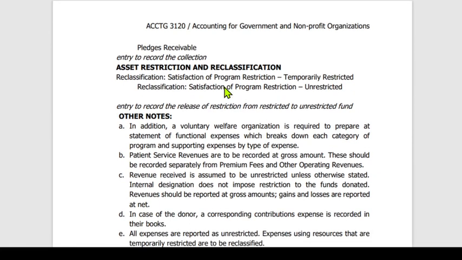Okay, asset restriction and reclassification. When you just reclassify, for example, a temporarily restricted fund into an unrestricted fund, you just have to debit kung saan nanggaling yung fund and then you have to credit kung saan naman pumunta yung fund. And vice versa.